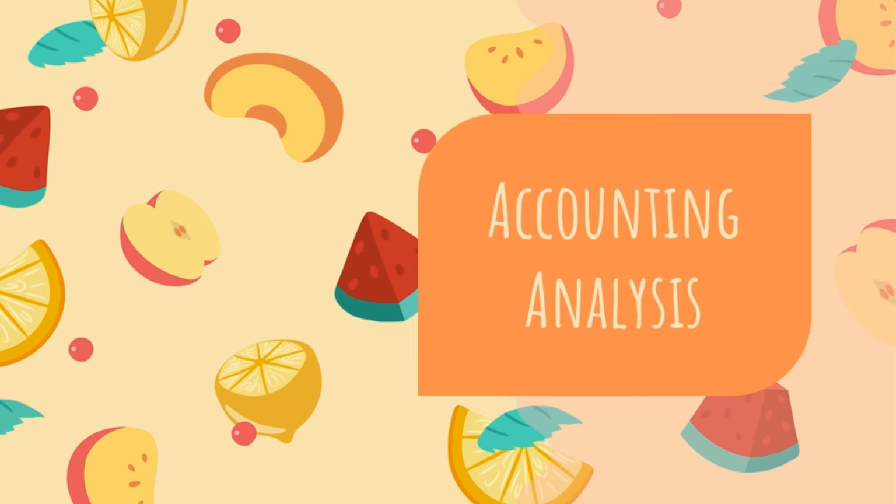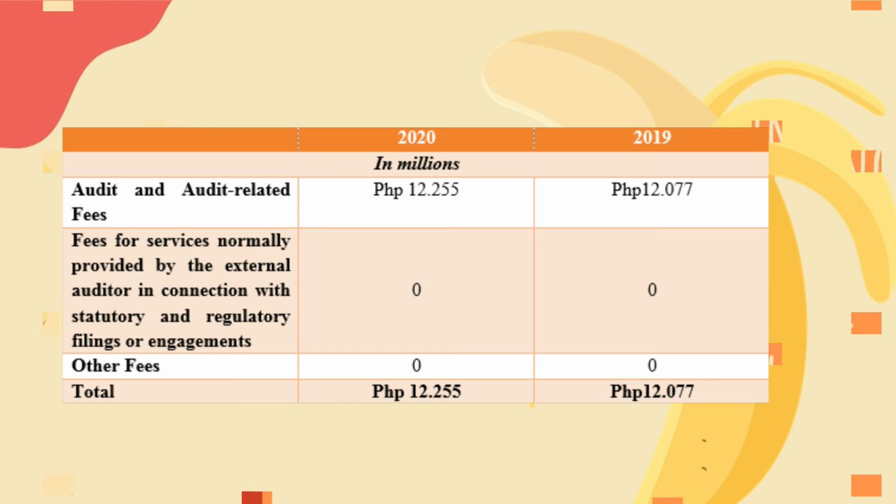Let us now proceed to the audit fee analysis. Presented in the table is the breakdown of the audit fees for the years 2019 and 2020. It can be observed that the fees are strictly for audit purposes only. No other service was rendered to URC. Additionally, the audit fees increased by 1.47% or 178,000 pesos. Such increase is immaterial and not enough to signal a possible collusion between the company and the auditors.